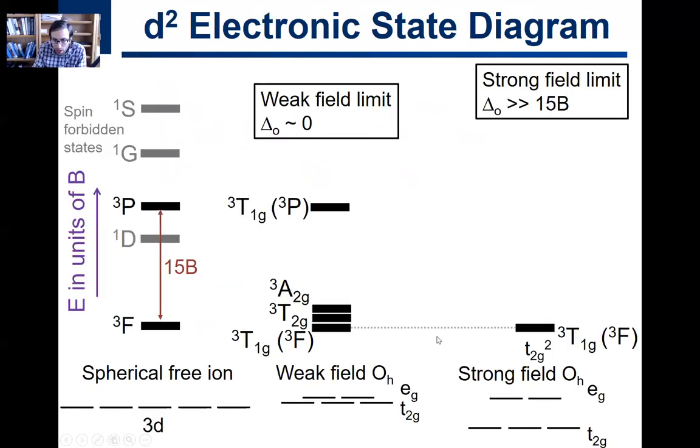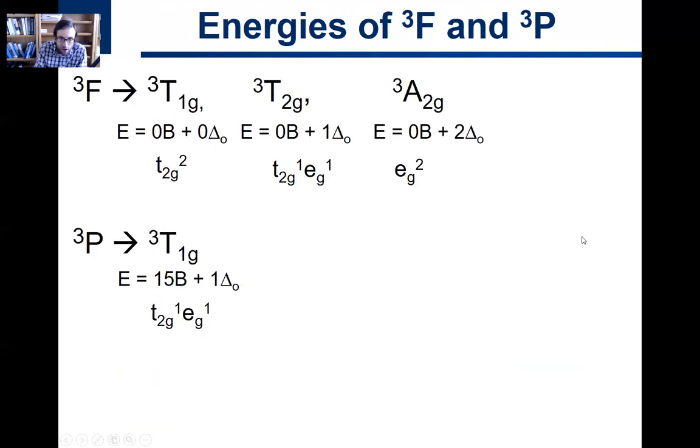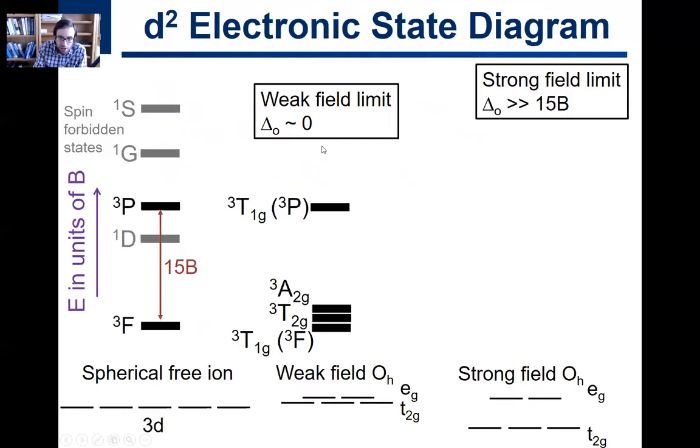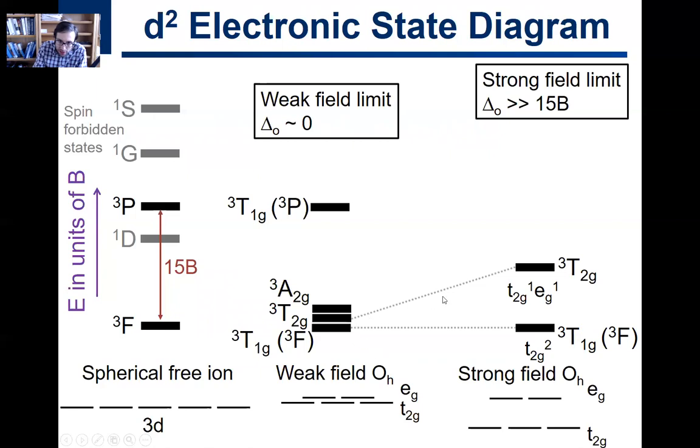How is that going to work? Triplet T1G, triplet F, didn't change in energy, just go straight across. Now you have the triplet T2G that I'm drawing with a line. Why do I draw that line? Because there's a 1 delta O. So the slope is delta O here. As I get to stronger and stronger field, I'm going up.